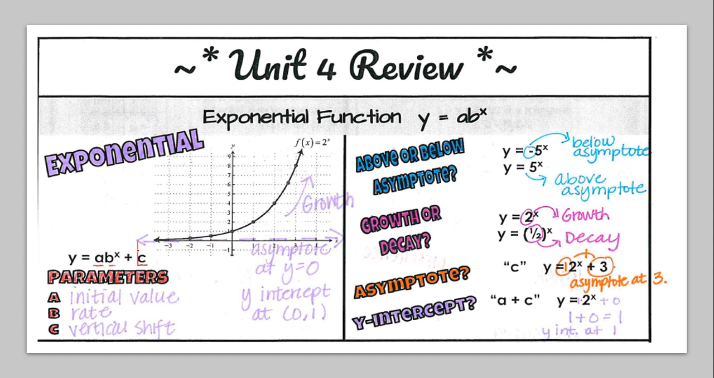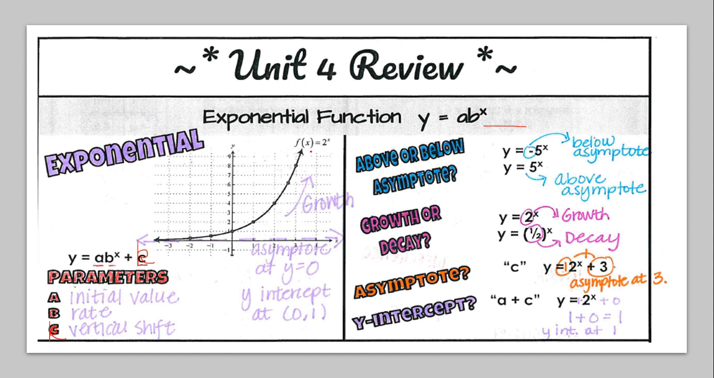Remember, we use k right here instead of c. They use c. But k, that's that asymptote. So if you have a number that's added or subtracted from the end, that's going to tell you where your asymptote is, that brick wall that your function cannot cross. A is your initial value, excuse me, and b is the rate at which your function is either growing or decaying.